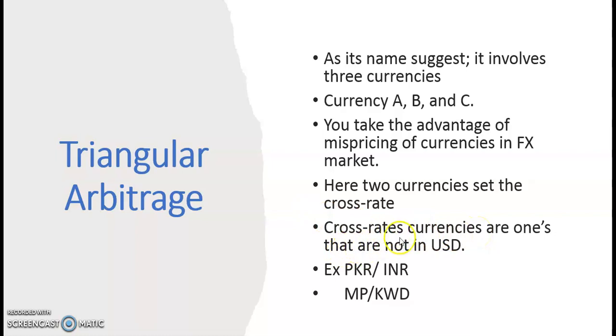Anyway, let me tell you about the cross rate. Cross rate currencies are the ones that are not in US dollars. Simply take the example of Pakistani rupee and Indian rupee, Mexican peso and Kuwaiti dinar. Take any currency of the world, but which is not in US dollars. So when we are trying to find out the rate of Pakistani rupee in terms of Indian rupee, that becomes a cross exchange rate. When you are trying to find out the price of PKR in terms of INR, it is a cross rate. It is not a US pair, because you won't see US dollar involved over here.